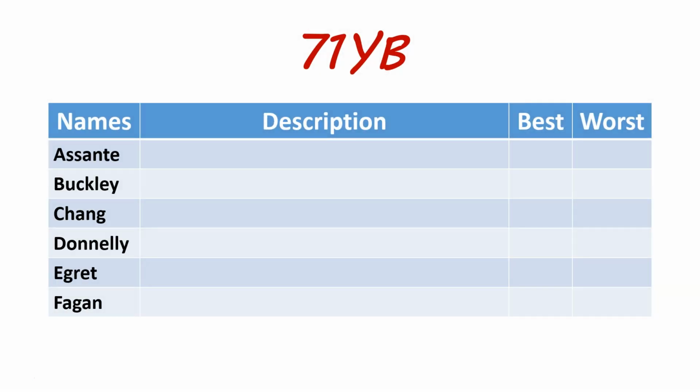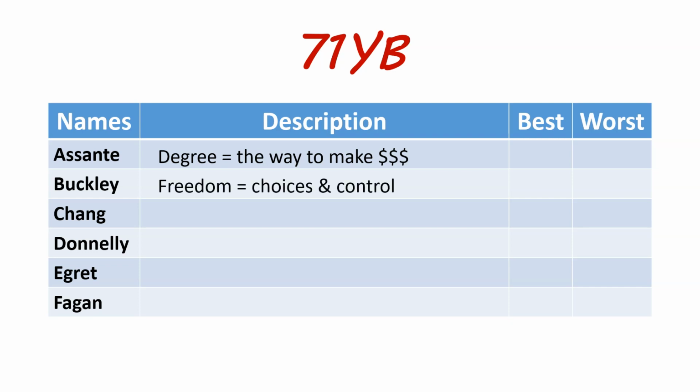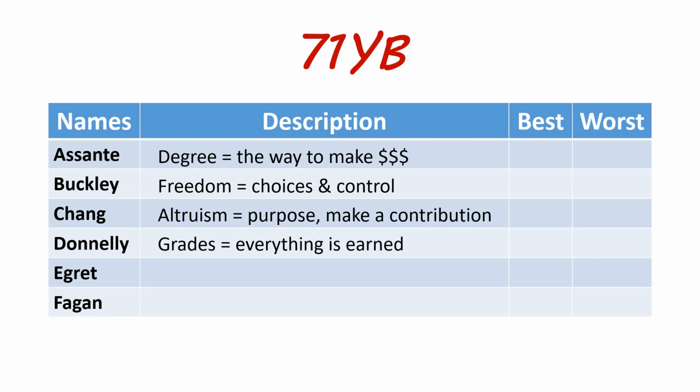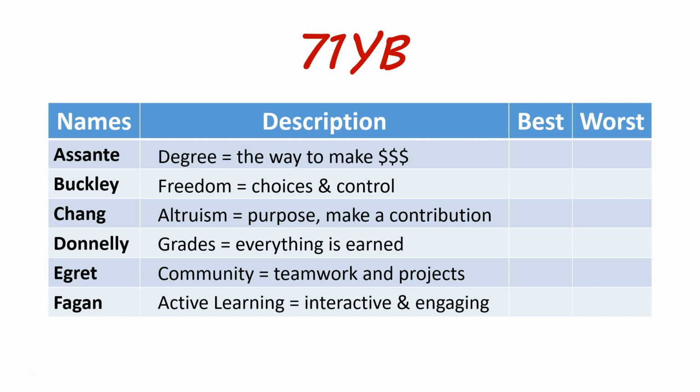So this is one of my sections of student success. We begin this next class by going over each of the 6 professors and just doing a little review. Asante is the one who said that if you want to motivate students, tell them higher degree, more money. Give the students control. Give them a purpose. Grades are everything. Teamwork, projects, active and engaging.